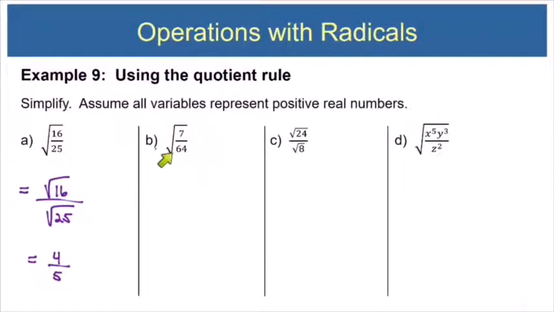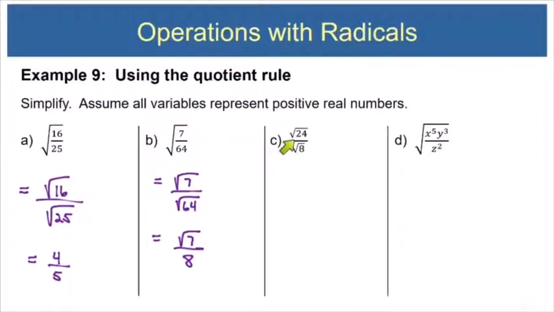In part B, we have square root of 7 divided by 64. So first let's use the quotient rule to split this up so that we have a radical in the top and a radical in the denominator. Now the square root of 7 is not a whole number, so the 7 is going to have to stay under its radical. But in the denominator, the square root of 64 is 8. So the denominator becomes 8. And we just have square root of 7 divided by 8.